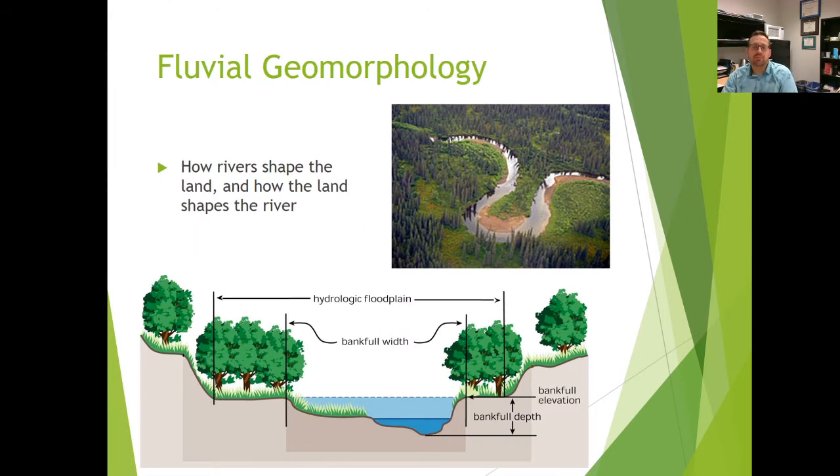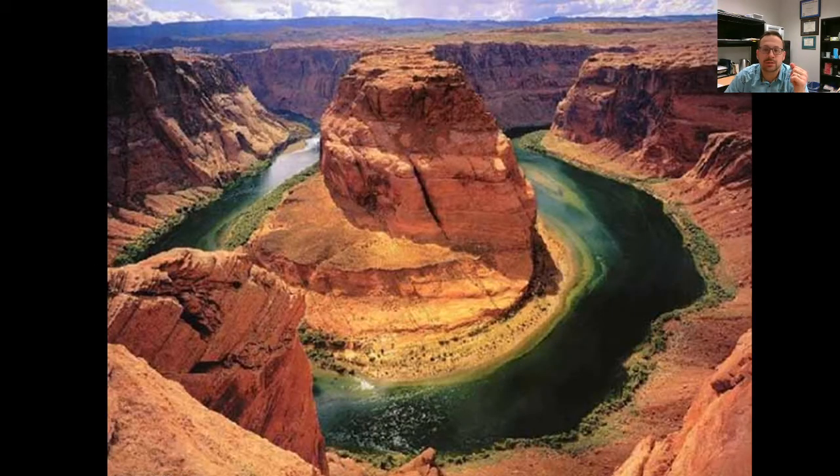When we think about fluvial geomorphology, what this word is really referring to is the river, and geomorphology is shape: geo is earth, morphology is shape. So what we know is the river shapes the land, and the land then shapes the river. It's kind of like an interplay between two of these things. And I think the best way to think about this is the Grand Canyon.